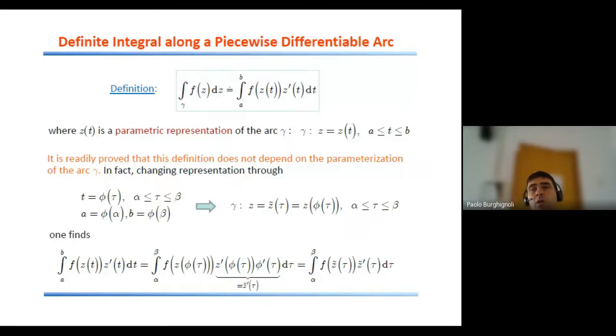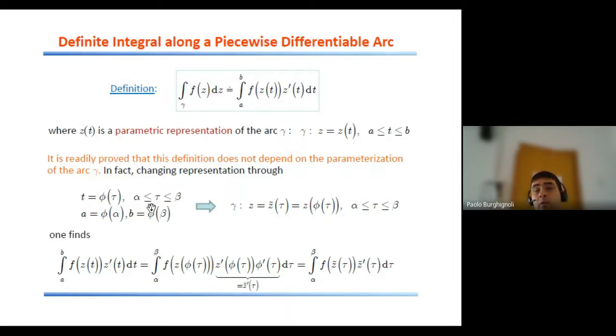For example, once you establish a one-to-one correspondence between the old parameter t and the new parameter tau through any smooth function phi, what you obtain is a new parametric representation, so you can indicate it with the symbol z tilde. So the complex variable z is equal to z tilde as a function of the new parameter tau, which is obtained by simply a function composition. That's the old parametric representation z composed with the new function phi that relates the two parameters.